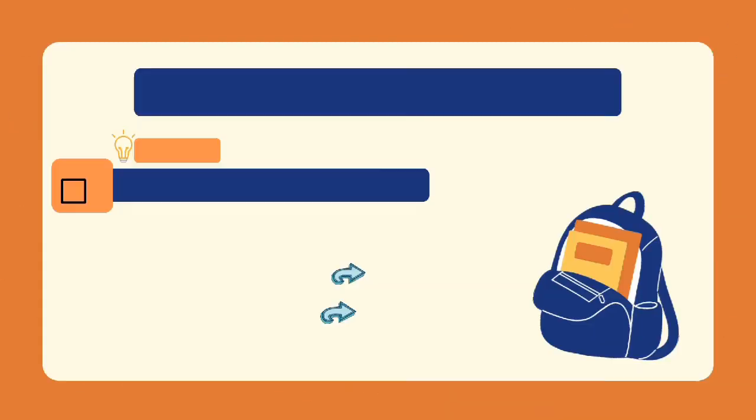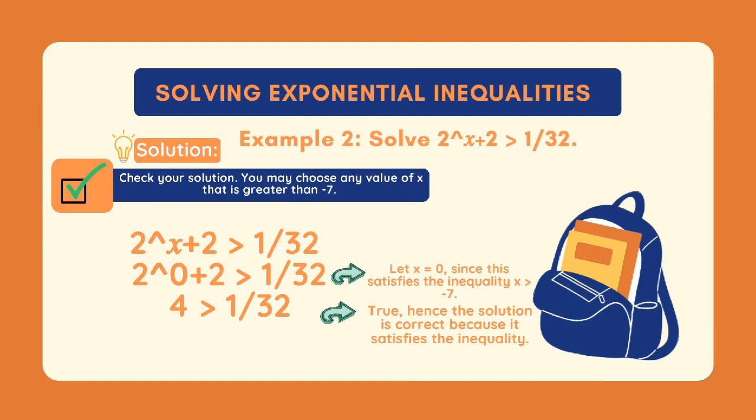You may choose any value of x that is greater than negative 7. So 2 raised to x plus 2 greater than 1 over 32, let x equal 0 since this satisfies the inequality x greater than negative 7. So it will become 2 raised to 0 plus 2 greater than 1 over 32. And the answer is 4 greater than 1 over 32. It is true, hence the solution is correct because it satisfies the inequality.